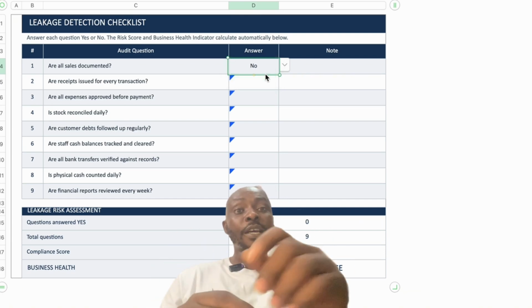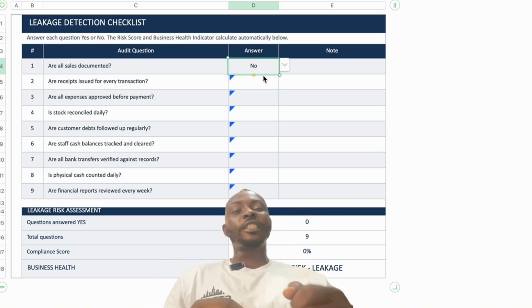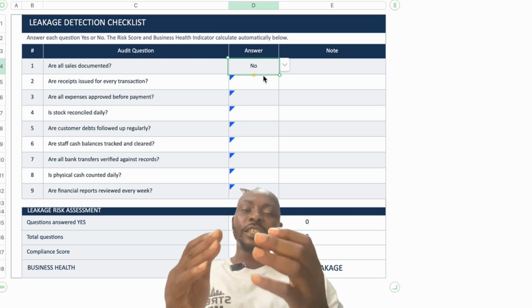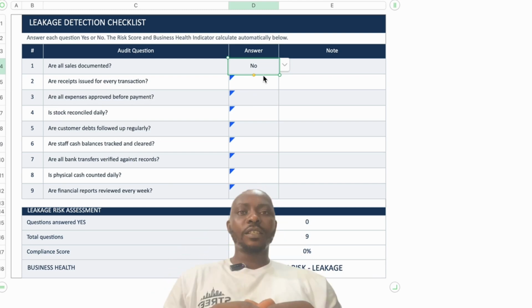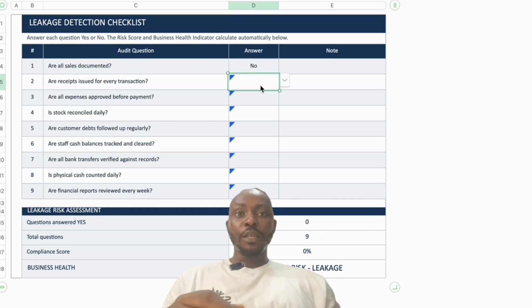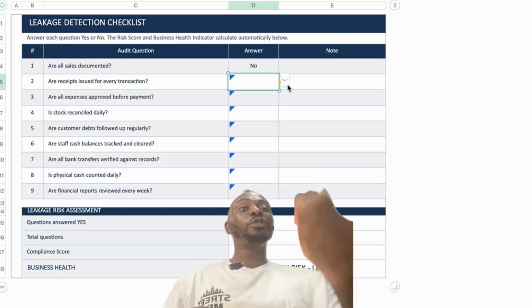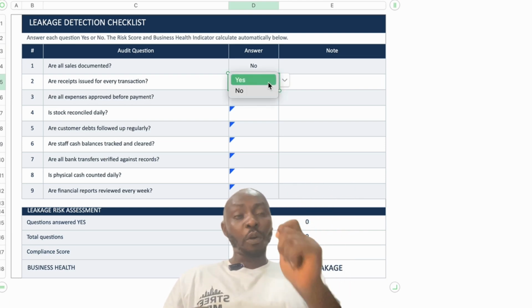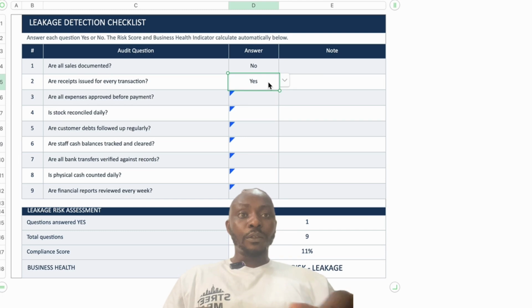On the last board here, we have audit check. This audit check helps you to check what the strength of your business is. So for this board, we have: all sales documented. If your answer is no, that means your business has a problem to face. You need to document all your sales, all your expenses, all your customer debt. Number 2, are receipts issued for every transaction?